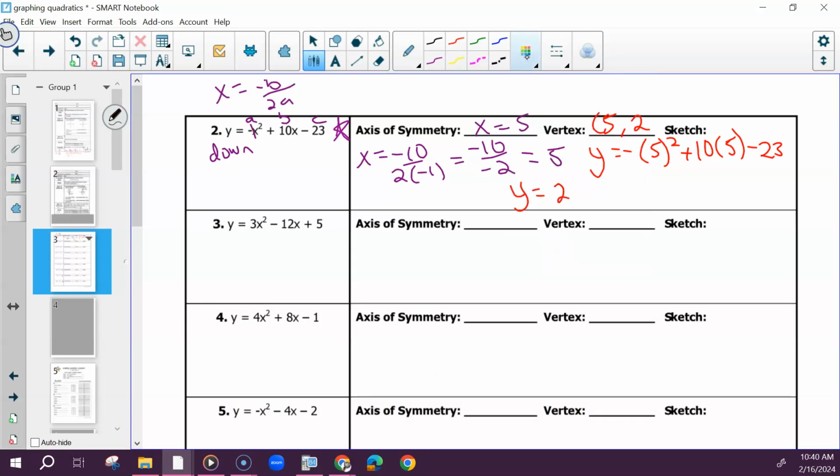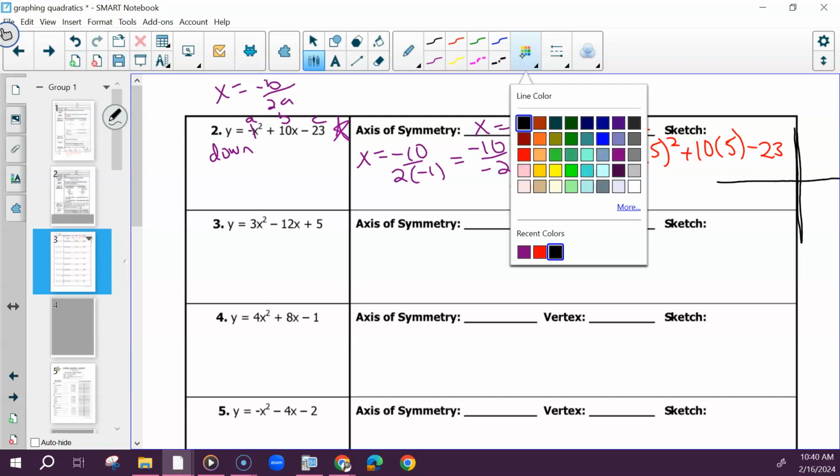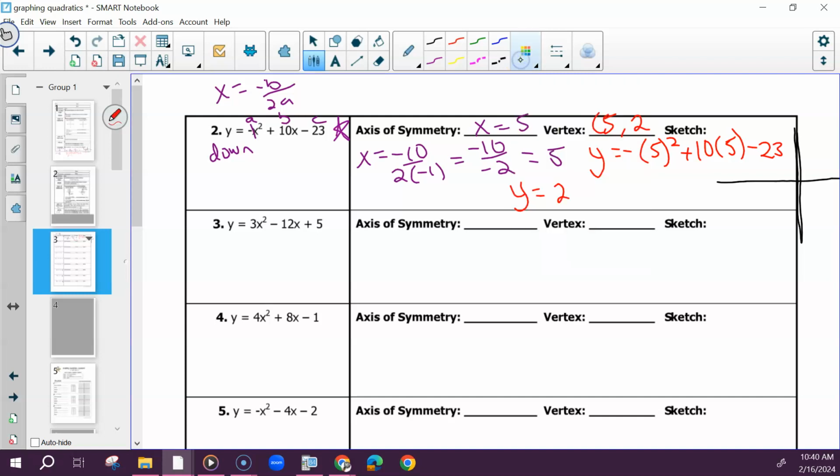Then we can draw our rough sketch. Go ahead and draw in your axes. I kind of confused my space. Our axis of symmetry is going to be at 5. I'm going to redraw this so I have a little bit more space on this side.